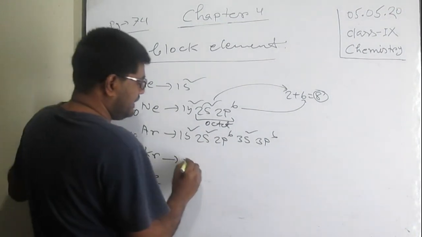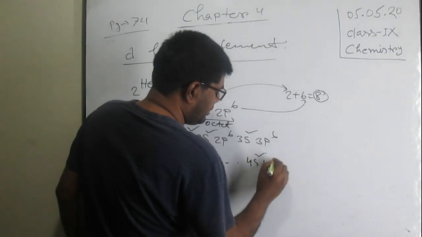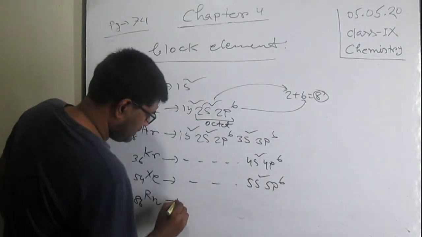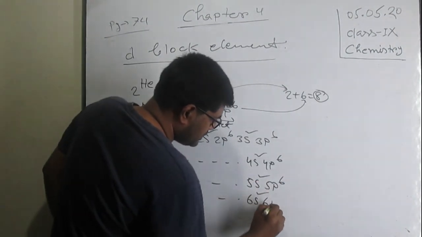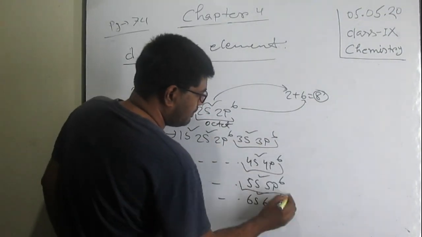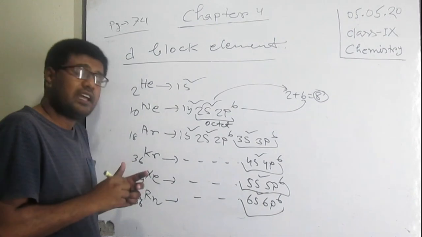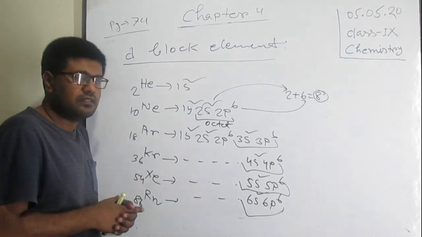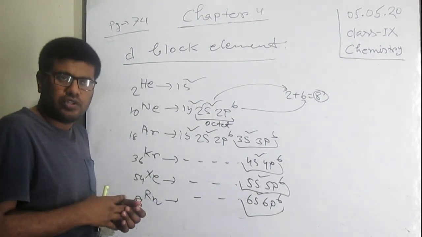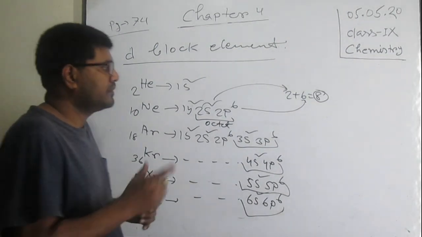You know this. If you write down the electronic configuration, then you will get 4s2, 4p6, 5s2, 5p6, then 6s2, 6p6. So in every case, the octet is filled up. That's why they are called inert. Inert means they don't have any attraction with other elements. It doesn't want to donate any electron. It doesn't want to accept any electron. That's why they are called inert and they are called noble elements.